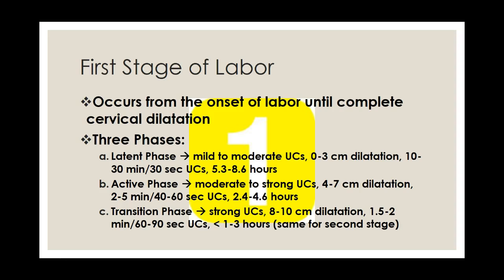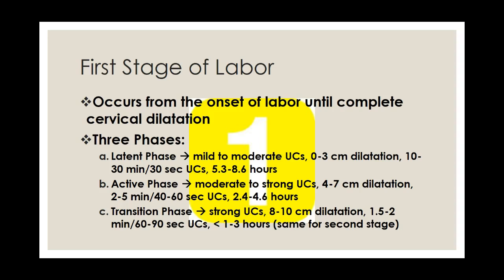The active phase is the next phase of labor, and in this phase of the first stage, our uterine contractions are moderate to strong. They are 2 to 5 minutes apart, 40 to 60 seconds in duration, and our cervix is anywhere from 4 to 7 centimeters dilated. And this phase of the first stage lasts anywhere from about 2.5 to 4.5 hours.